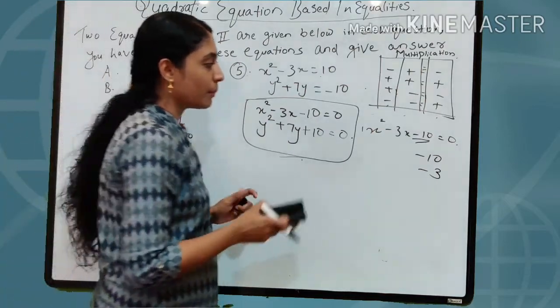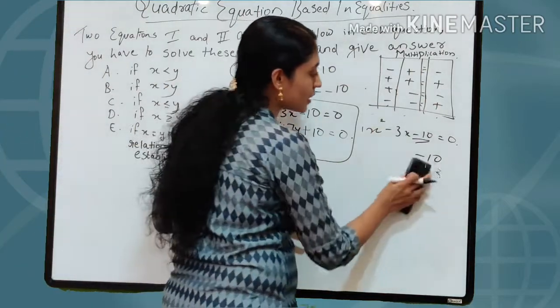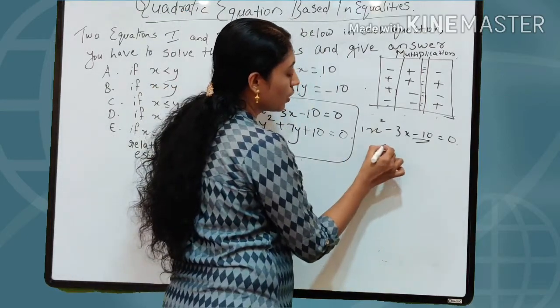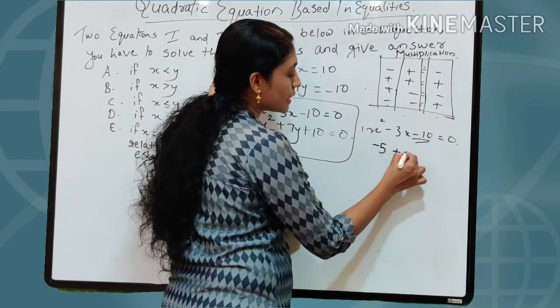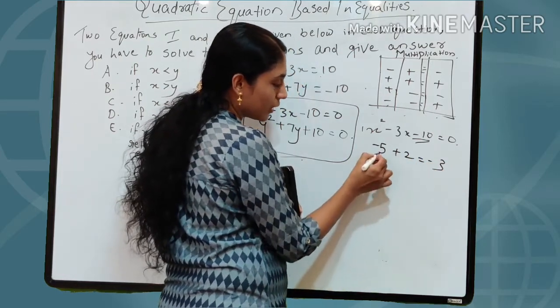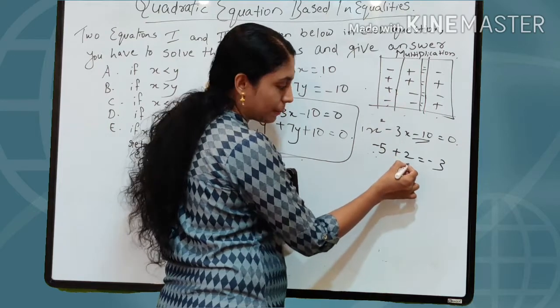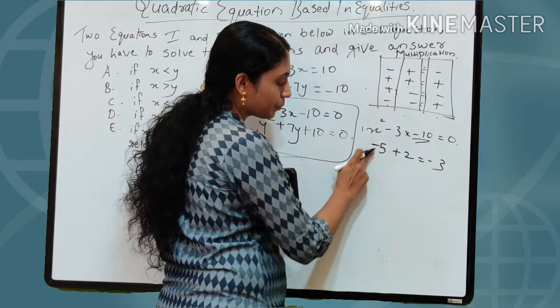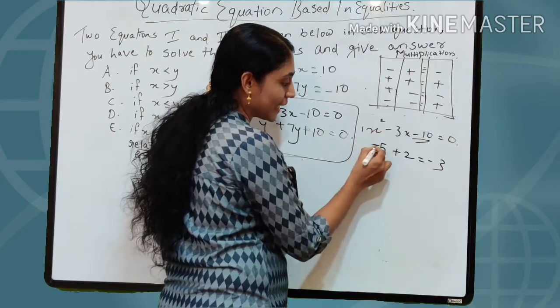5 and 2. But how do we arrange them? In such a way that we get minus 10 and minus 3. When we do minus 5 plus 2, we will get minus 3, right? How? Because when we add these two numbers, here it is minus 5. After subtracting, that is, the greatest number possesses a negative sign.